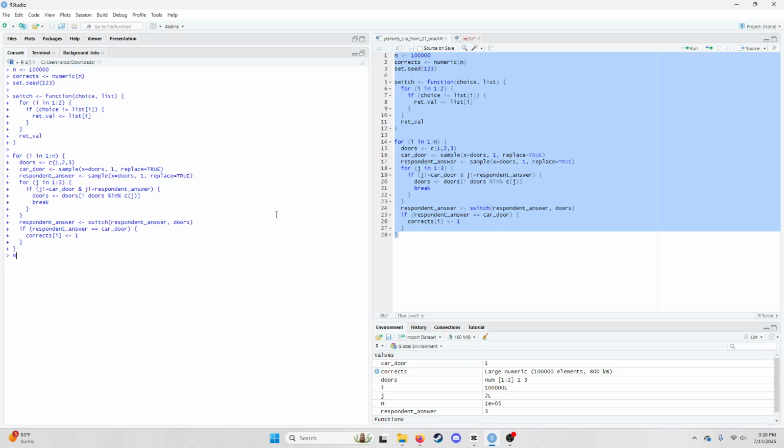And so now we can look at the average, the percent of times switching got you the right door. And yeah, look, 66 point, a little more than 66.6, but it doesn't matter. Yeah, 66% chance of getting the right door when you switch.